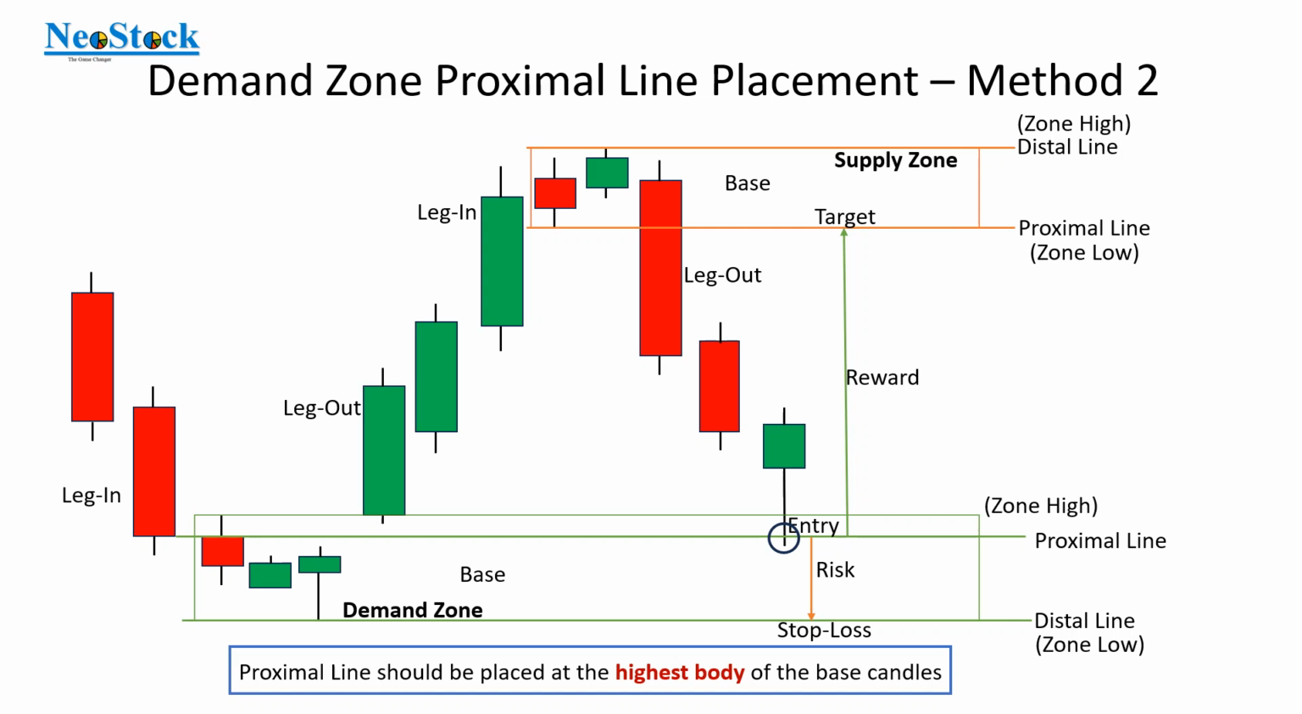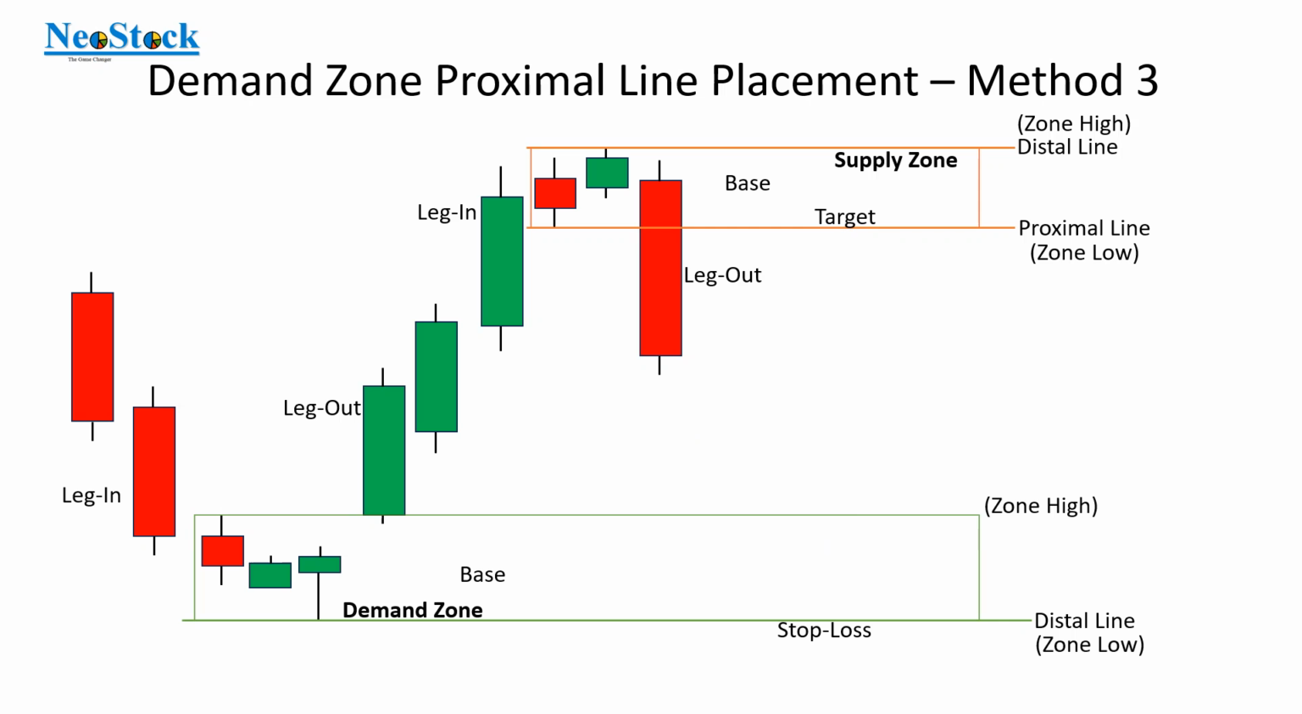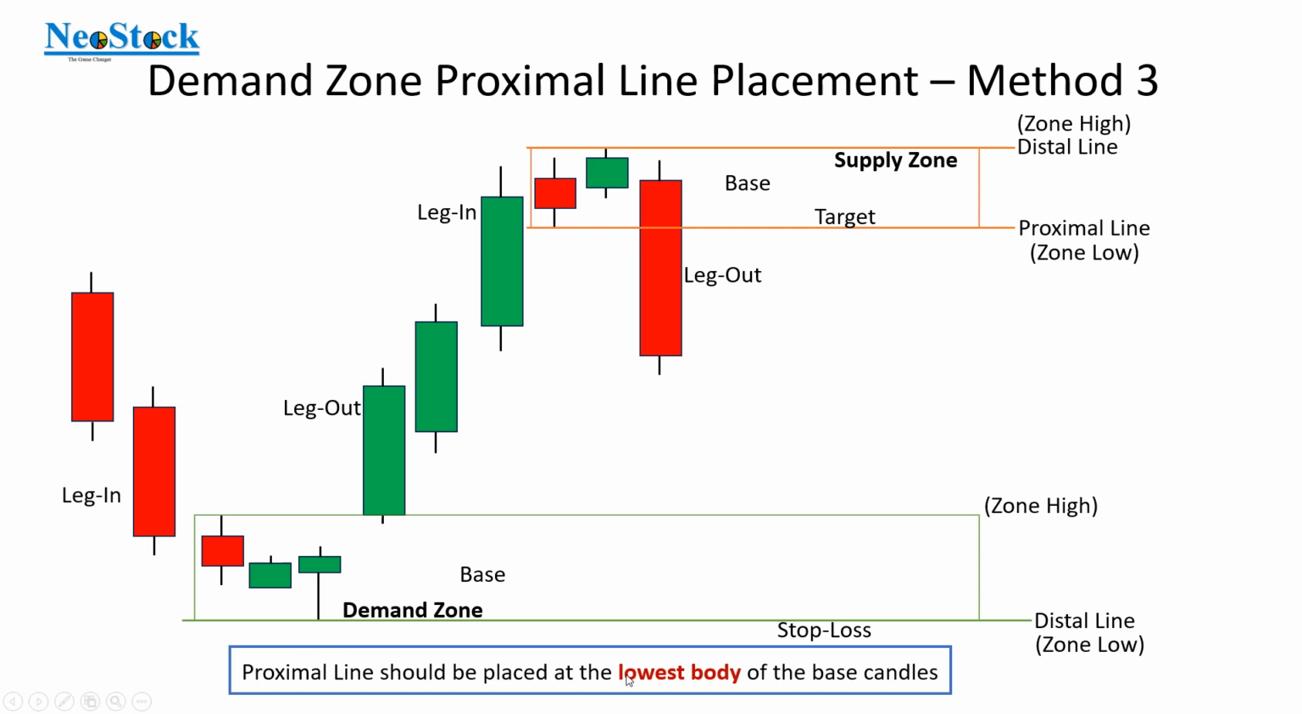Now let us look into proximal line placement for method 3. What is method 3 saying? The proximal line should be placed at the lowest body of the base candles. So among these 3 candles, which candle has the lowest body? The second candle. So we are drawing our proximal line as per method 3, and this is going to be the entry.